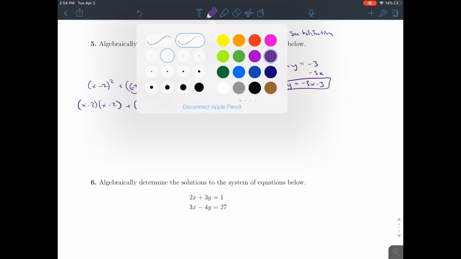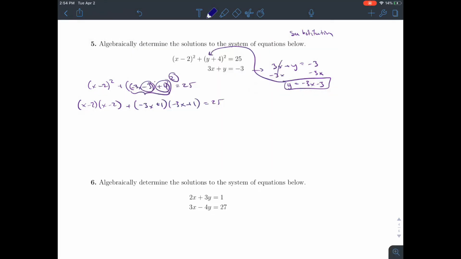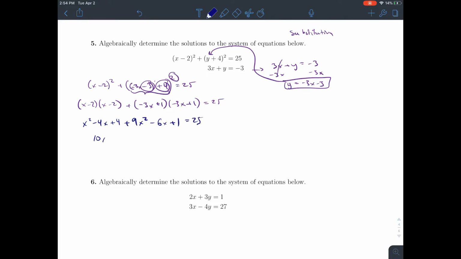Now distributing out here, I could distribute really slowly, but I can just distribute pretty fast, so I'm just going to write down some simplifications along the way, and hopefully if you aren't clear on where these came from, you do the distribution in detail. Next up, we combine like terms, giving us 10x squared minus 10x plus 5 equals 25.